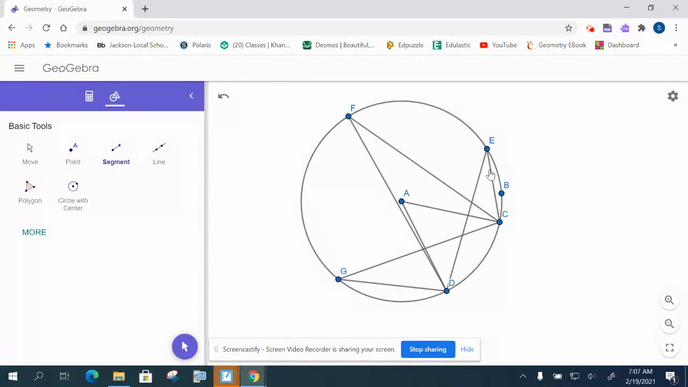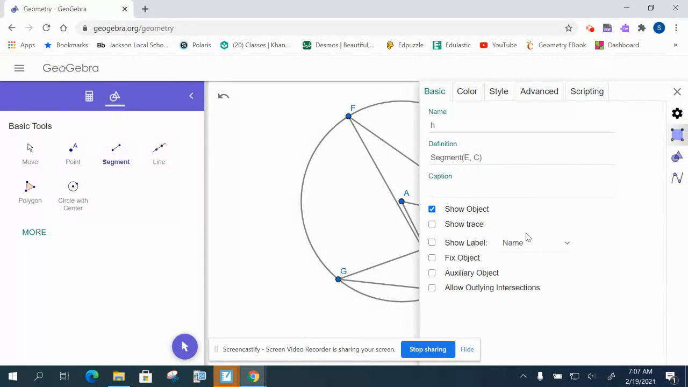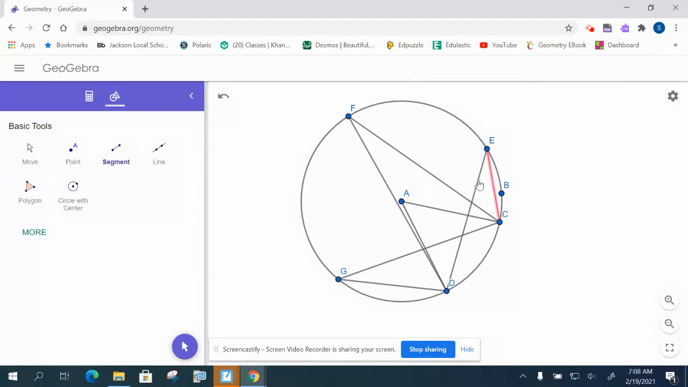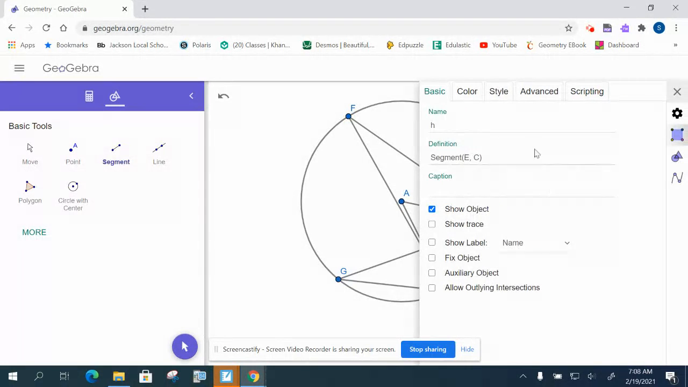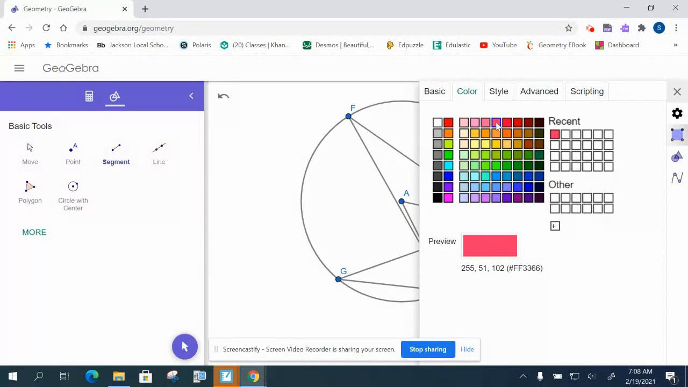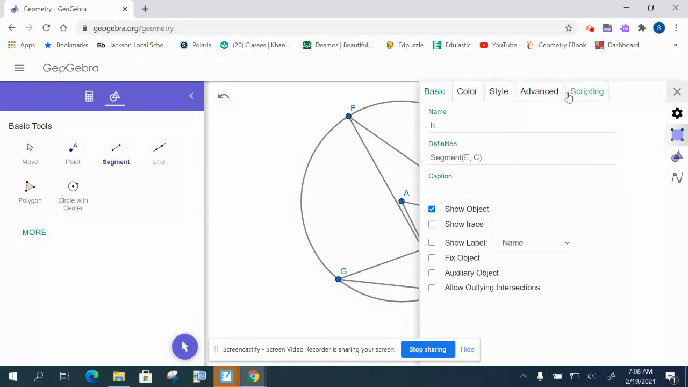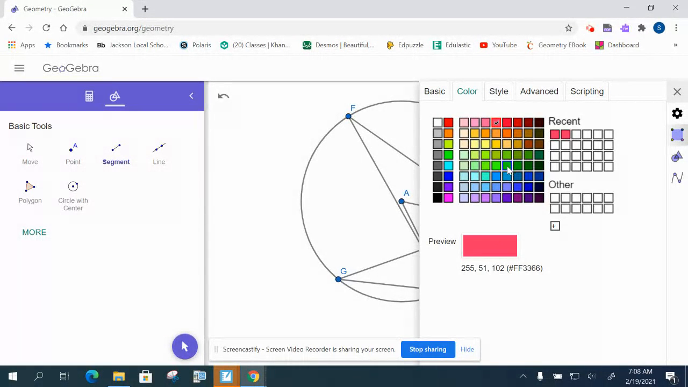So EC and ED, if I right-click on this, click on Settings, Color, maybe I'll choose this color, whatever, pink. Okay, I don't know if that saves automatically. Yes, it does. Okay, so I'm going to do the same thing for this one. Same color. And then these two, I'm going to make a different color. Maybe green.